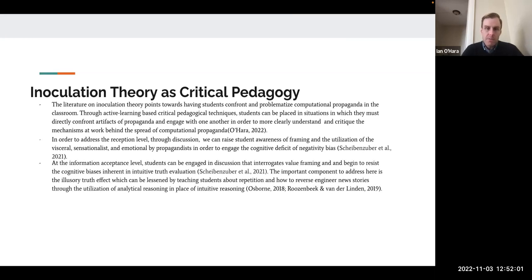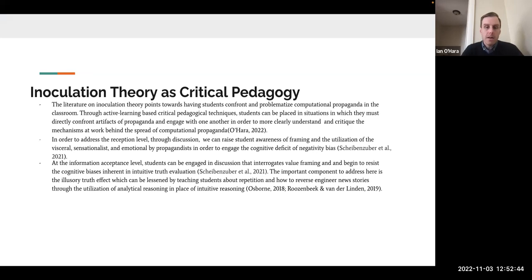At the information acceptance level, you can engage students in discussion that interrogates value framing and help them begin to resist the cognitive biases that are inherent in intuitive truth valuation. So you can make them aware of these cognitive biases. Why, as human beings, do we believe some of this stuff? Well, it's because we like to believe in our intuition. We like to find information that bolsters that intuition, and we like to believe others around us, whether or not they may be deceiving us or providing us with junk information that they haven't investigated themselves. So it's important, again, to address that illusory truth effect as well.